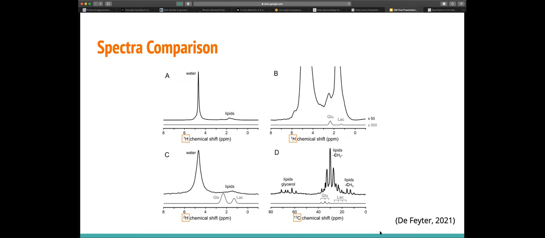We overcome this disproportionate signal strength by using deuterium spectroscopy. So in C, you can basically see here that it's much easier to see the glucose and the lactate peaks. And they're also more detailed than the spectra you see with proton spectroscopy. And then if you look at D with the carbon-13 spectroscopy, you can see that we're getting really detailed information about the lipids. This can be good or bad depending on your use case. So for example, you don't really care about lipid signals when you're measuring metabolism, which is the primary use case of deuterium spectroscopy.